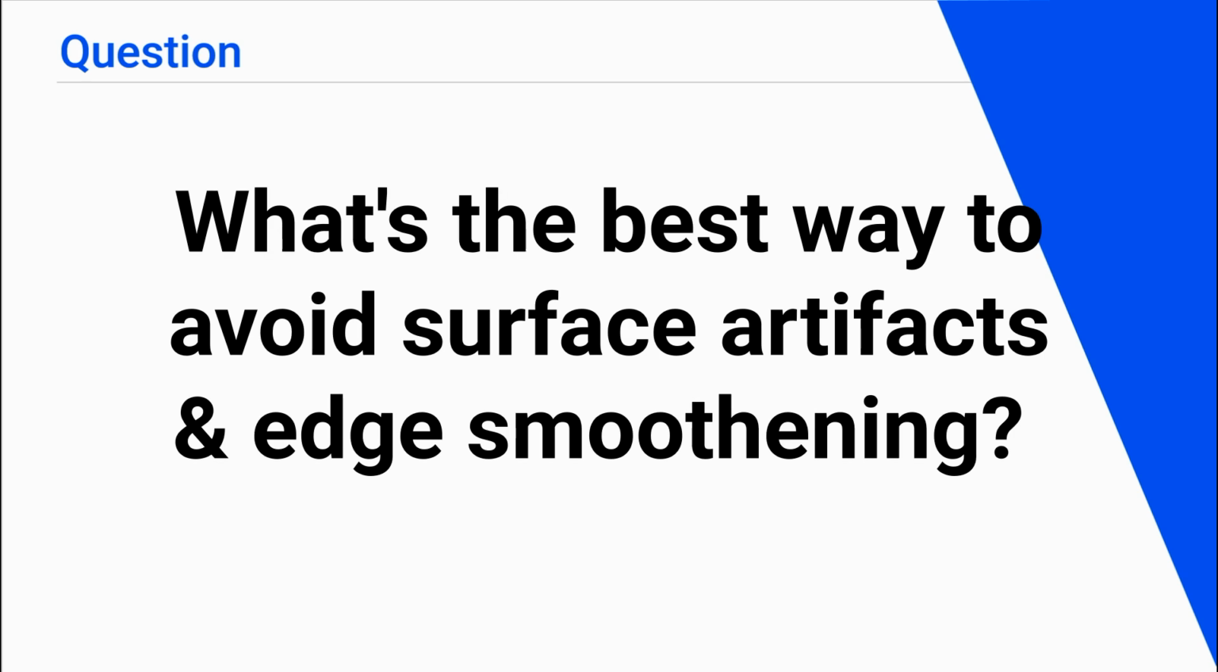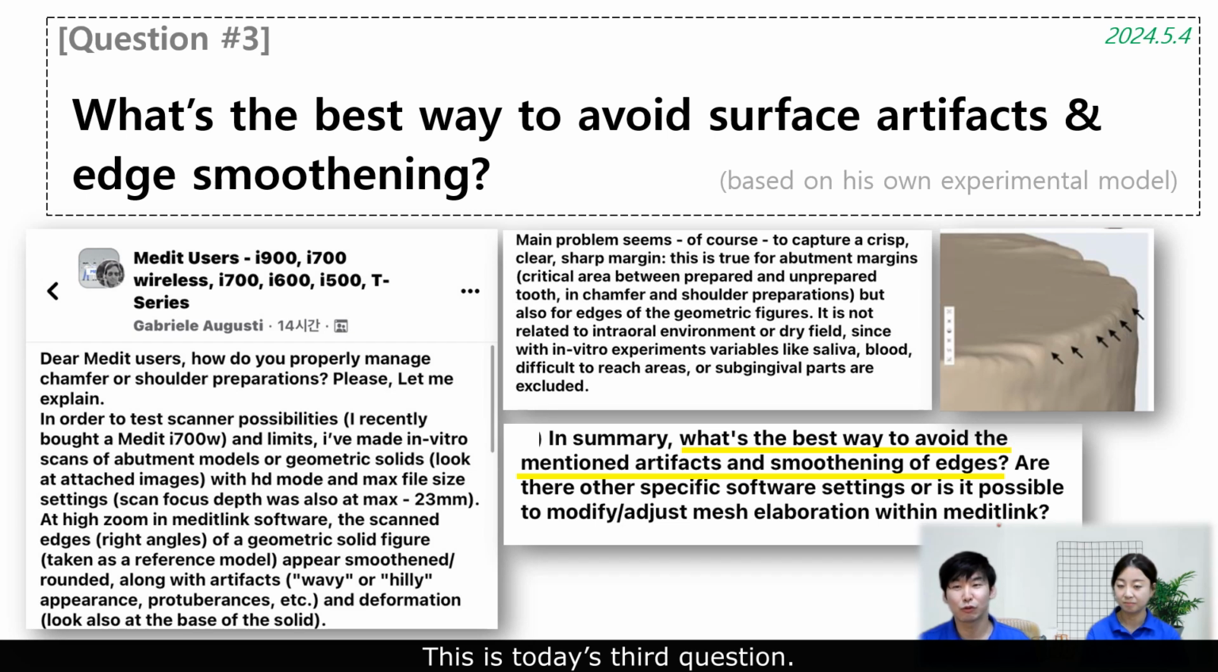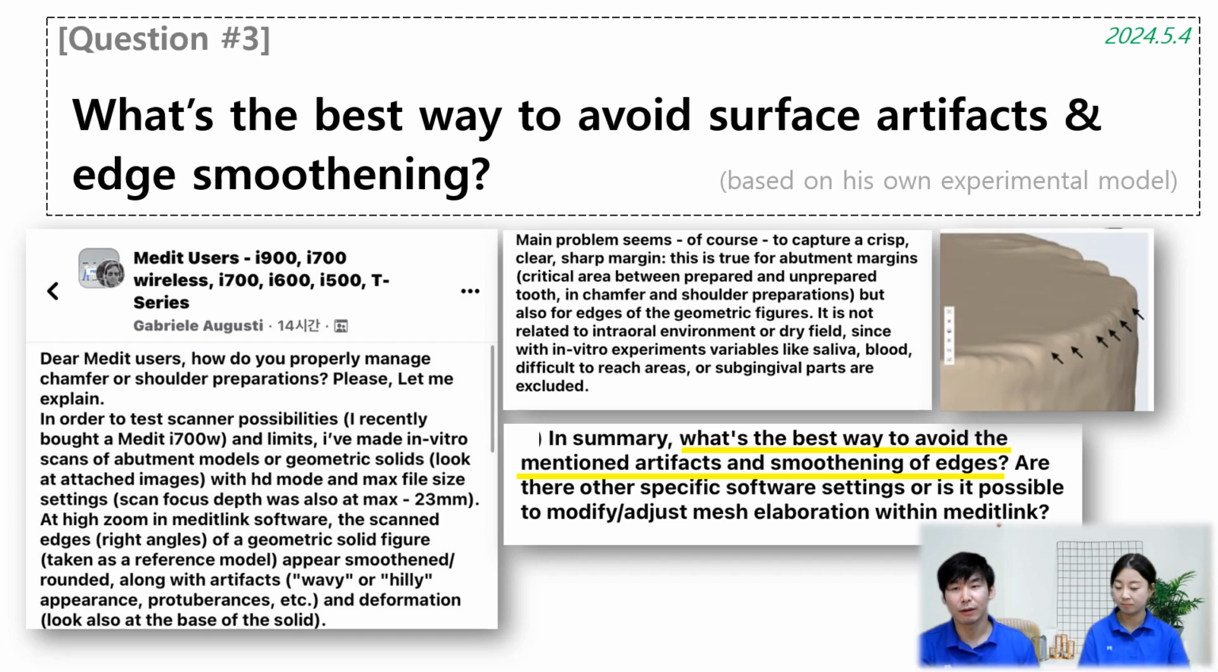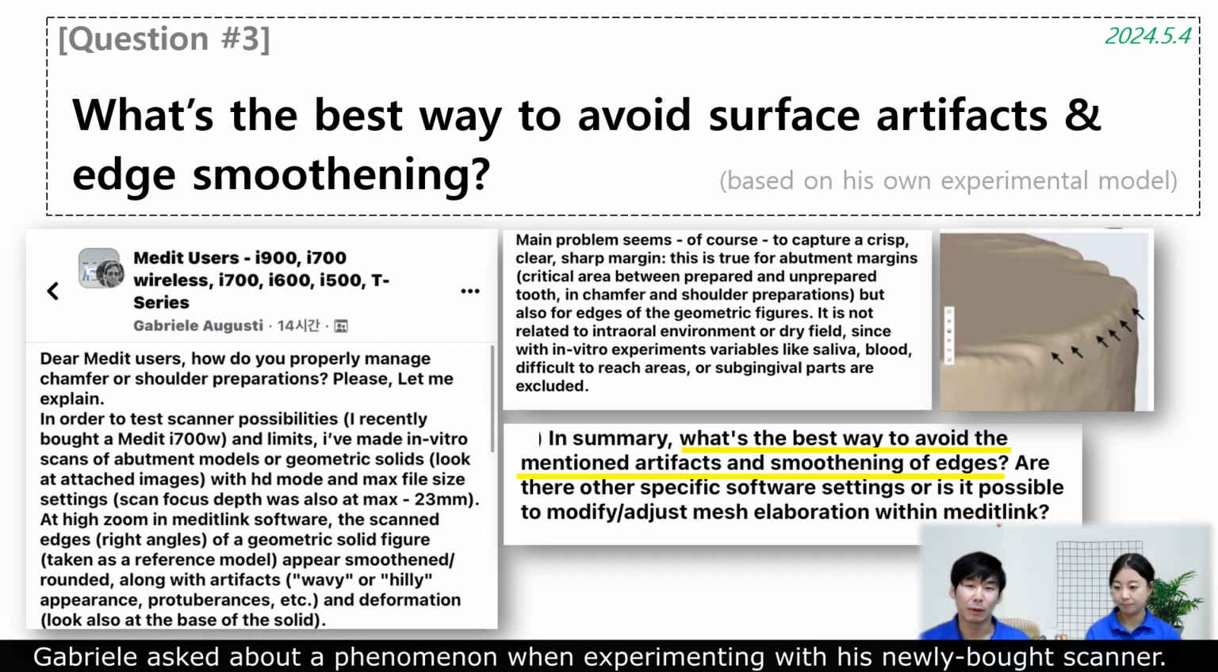What's the best way to avoid surface artifacts and edge smoothening? This is today's third question. This question led to a lot of discussion this month with over 40 replies, so we really wanted to address it here. Gabriel asked about a phenomenon when experimenting with his newly bought scanner.